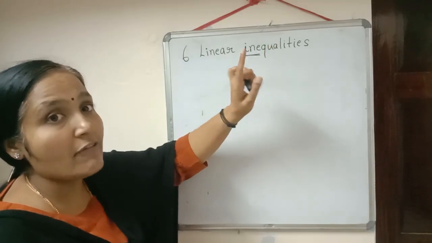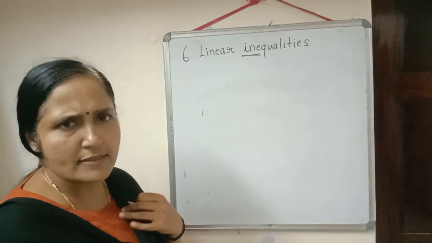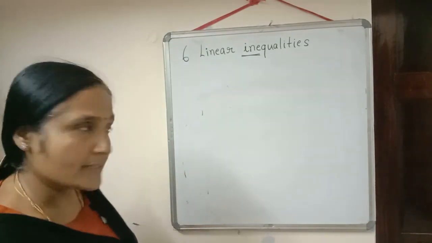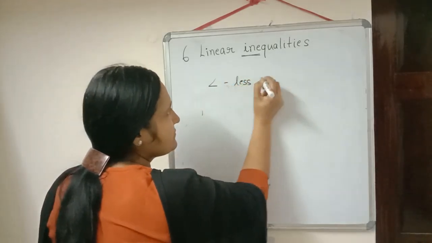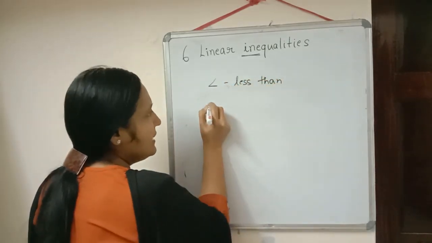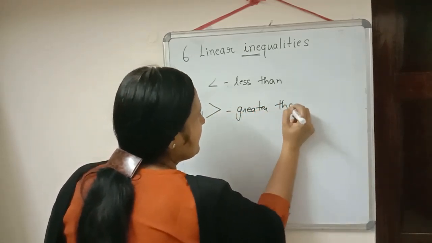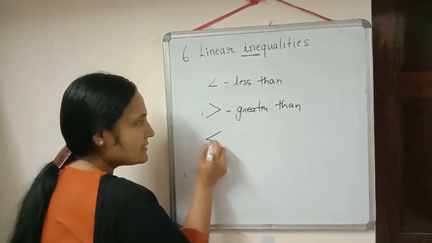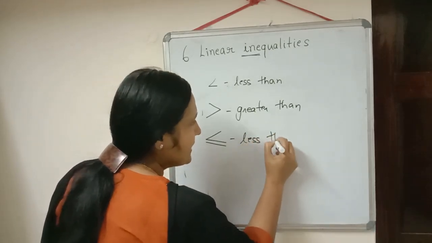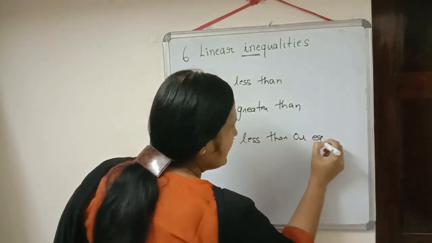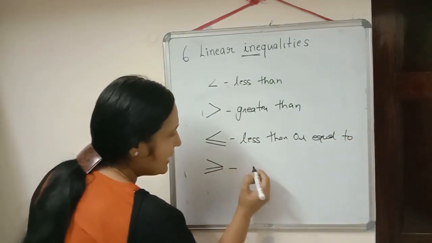Inequality. Now we don't have the equal to sign. Which sign will we have? An unequal sign. It can be less than. This sign is called less than. Or it can be greater than. This is the symbol for greater than. Or sometimes it can be less than or equal to. This symbol is less than or equal to. Or sometimes it can be greater than or equal to.